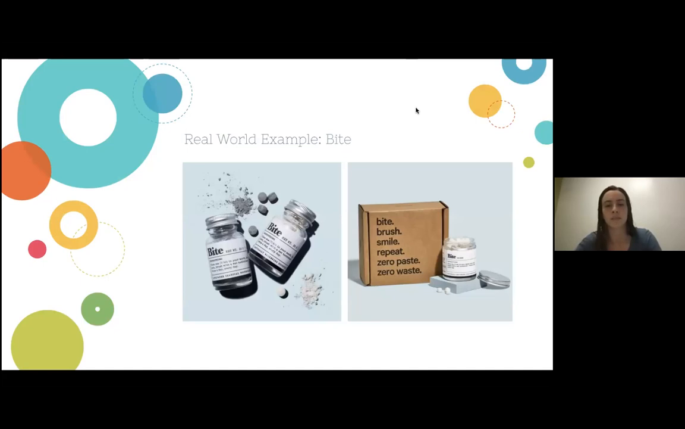For our real-world example in chapter 5, we use the company Byte, which is a dental product company that saw a problem with the waste dental products produced. This company used a differentiation business model because they took an existing product and then met the needs of their customers for wanting more sustainable dental products. So instead of using plastic tubes and containers for toothpaste and dental floss, the company now ships bite-sized tablets in reusable glass containers to eliminate waste. Next slide.